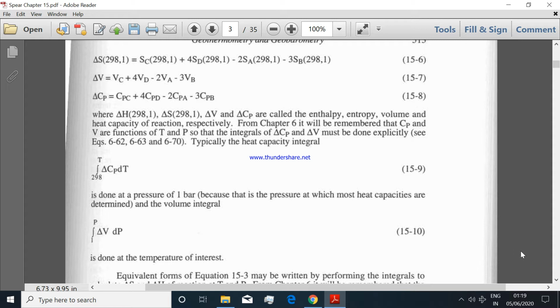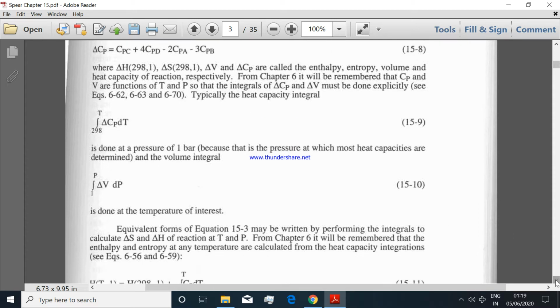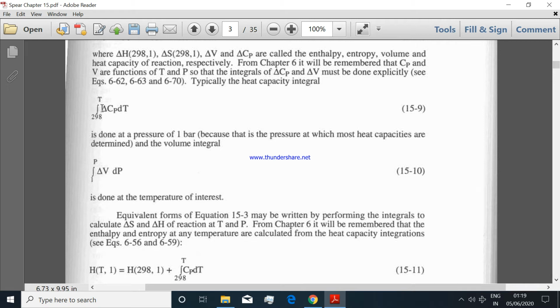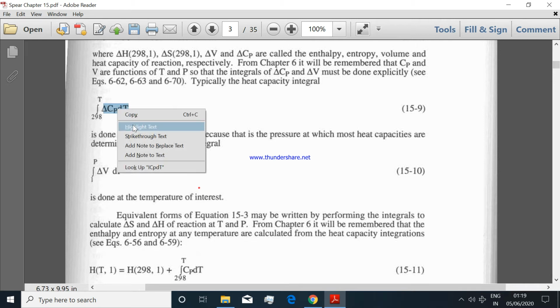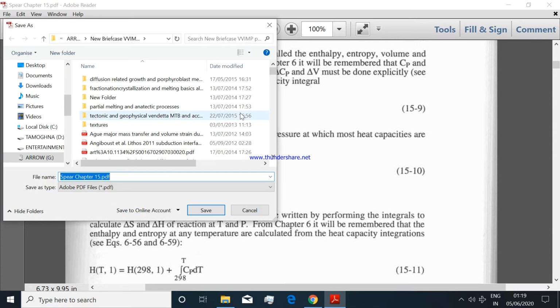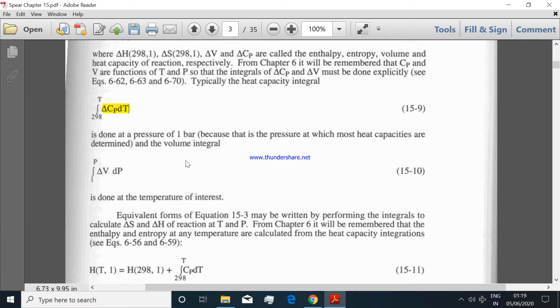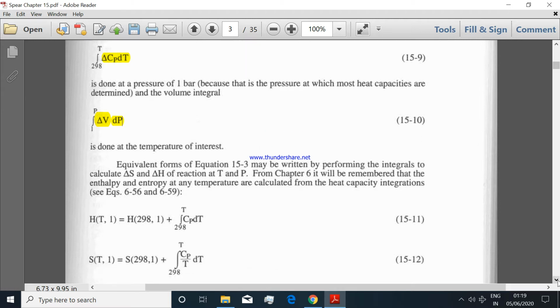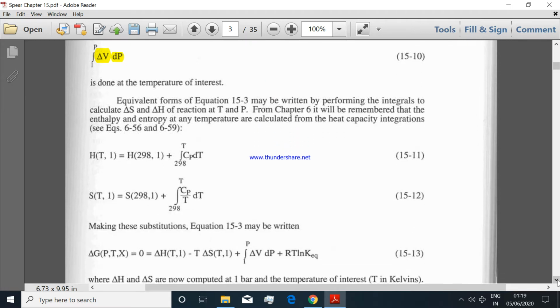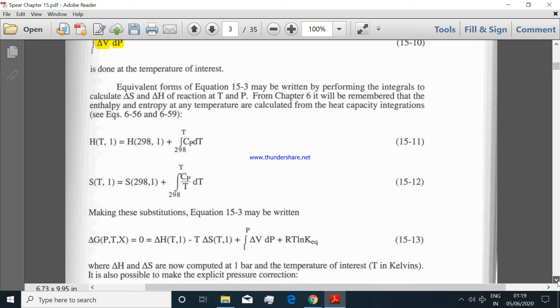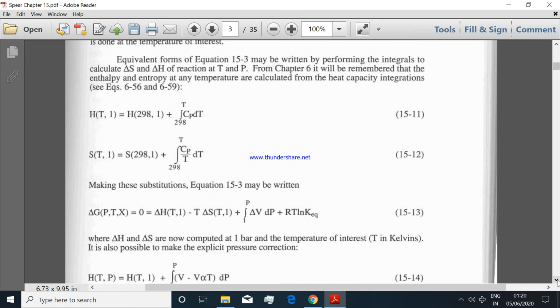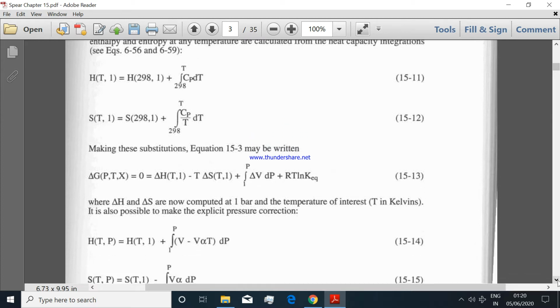This must be done explicitly. The heat capacity integral can be evaluated from the temperature change of that substance, and we can know the heat capacity of any substance. There are lots of ways to do that. As well as del V, we can also know how much the volume can change depending upon the coefficient of thermal expansion. That also comes from the physical background. And if we perform the integral, we'll be able to understand what is there.